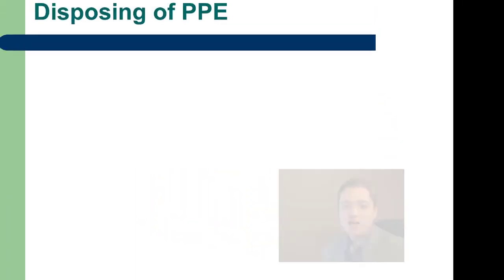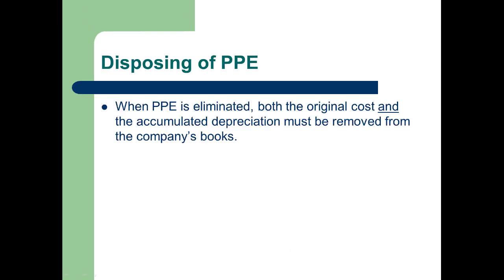What do we do when we're ready to dispose of the asset? Basically, the rule here is that when property, plant, and equipment is eliminated or disposed of, we have to get it off of our books and everything related to that asset off of our books, which means there's two pieces to this. There's anything that we've capitalized and all of our depreciation has to come off of our books too. We don't want anything in our accumulated depreciation account that isn't still there.